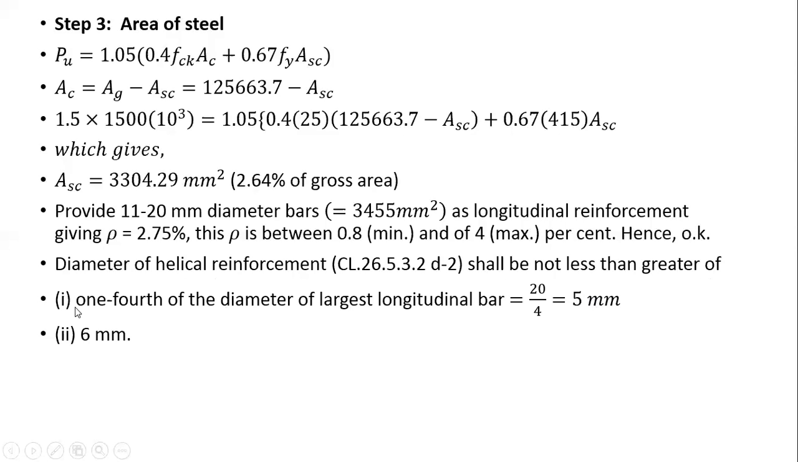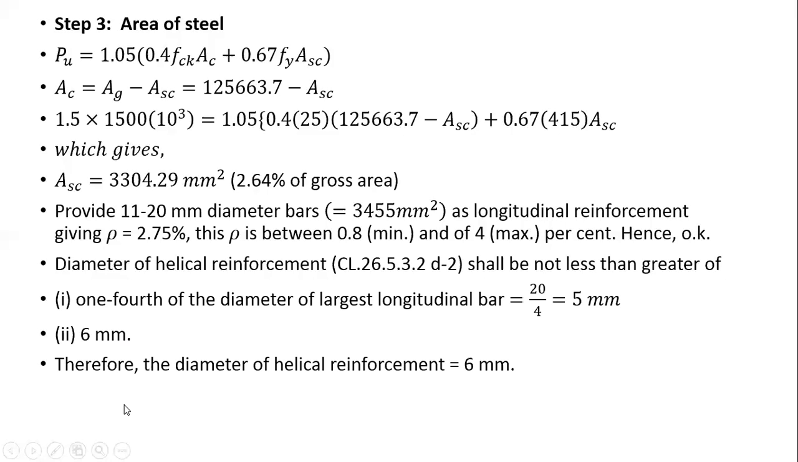Second criterion, it should be more than or equal to 6 mm. So what is the greater of the two? The greater is 6 here. Therefore, the diameter of the helical reinforcement is equal to 6 mm. Now come to the last step, the pitch of helical reinforcement.